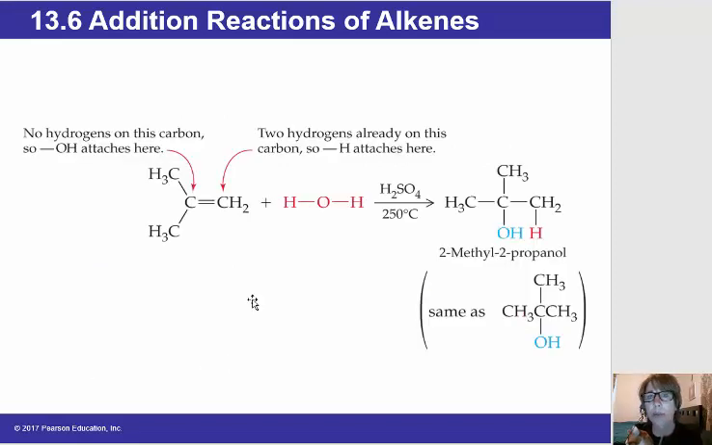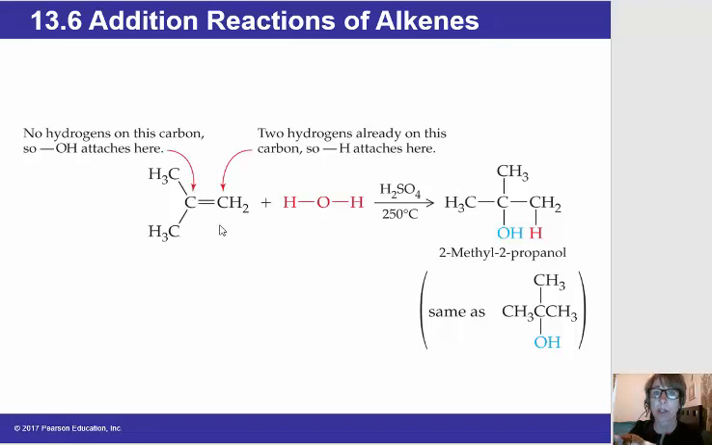So let's look at what happens when we have to add water across an asymmetric alkene. And by asymmetric, we mean that the 2 carbons have unequal number of hydrogen atoms. So if they have unequal number of hydrogen atoms, we are going to apply Markovnikov's rule.